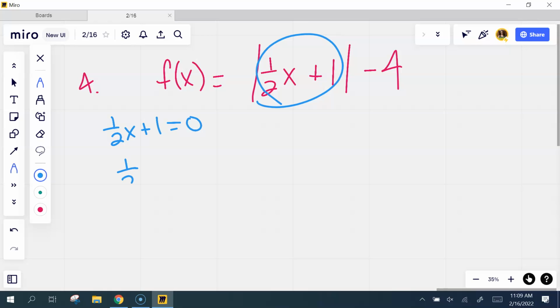Subtract the 1. That's exactly right. So I have 1/2 x equals -1. I have this fraction. How do I get rid of it? Multiply by the reciprocal. I'm going to multiply by 2 to get rid of it. I don't ever want to divide by a fraction. I'll always multiply by the reciprocal instead. It makes my life a whole lot easier.